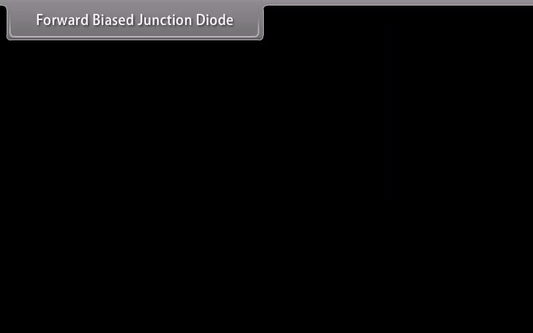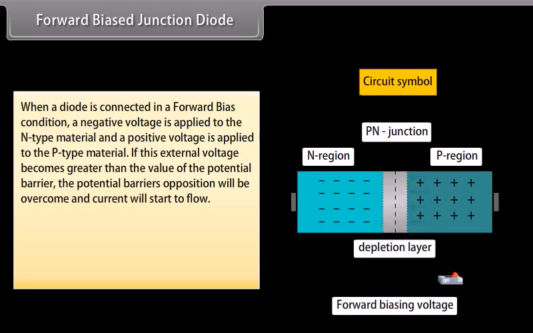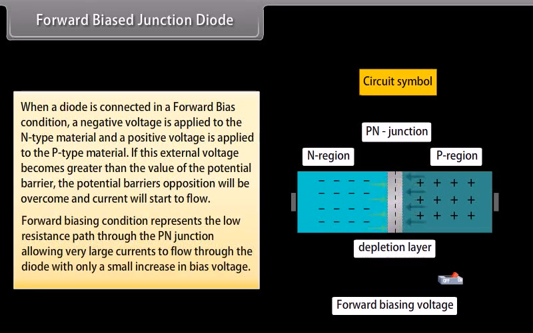Forward-biased junction diode. When a diode is connected in a forward bias condition, a negative voltage is applied to the n-type material and a positive voltage is applied to the p-type material. If this external voltage becomes greater than the value of the potential barrier, the barrier's opposition will be overcome and current will start to flow. Forward biasing represents the low resistance path through the p-n junction, allowing very large currents to flow through the diode with only a small increase in bias voltage.